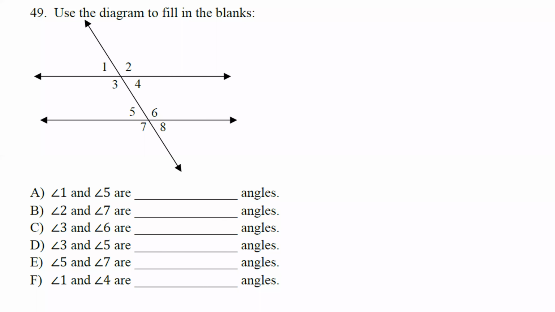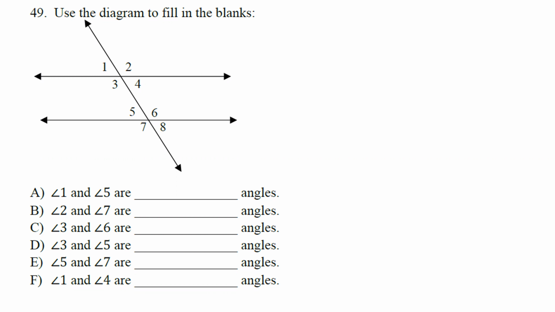So, all right, 49 through 51. This was all dealing with parallel lines. So on 49, we have a diagram here, and they want to know what these angles are. Now, they don't tell us that they're parallel at this point in time, so we just have two lines cut by a transversal. So what we're looking at is the properties that would tell us the names of these angles.